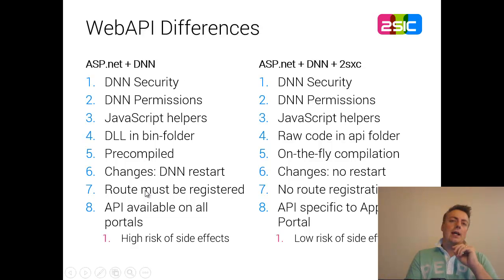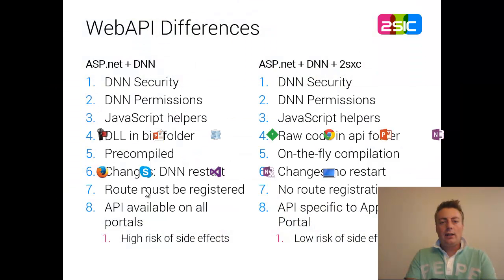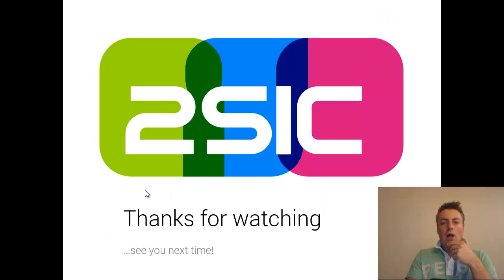Then, if you use DNN, you'd have to have some extra code to ensure that your web API can even be accessed, to get the URL to map to your code. If you use 2sxc, that happens automatically. As soon as the file lies in the API folder, it's taken care of. And then what's also the case is that normally in most systems, any APIs, since they're in the DLL folder, will be pre-compiled and work on all portals. In 2sxc, each app has its own little API, and that will make it very, very simple to work.